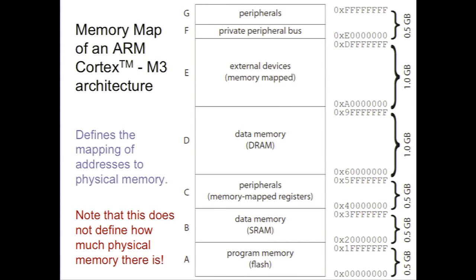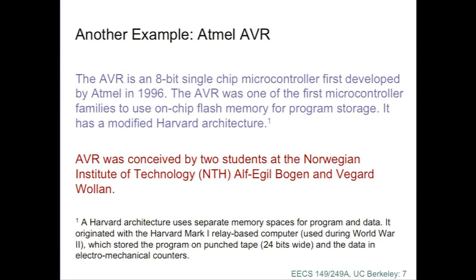So that's how this particular architecture works. This is an architecture, not an implementation. There are several chips that implement this architecture, and they could have varying amounts of memory. But the architecture tells you this logical mapping. Now let's look at an extreme that's at a different, oh yeah, question.